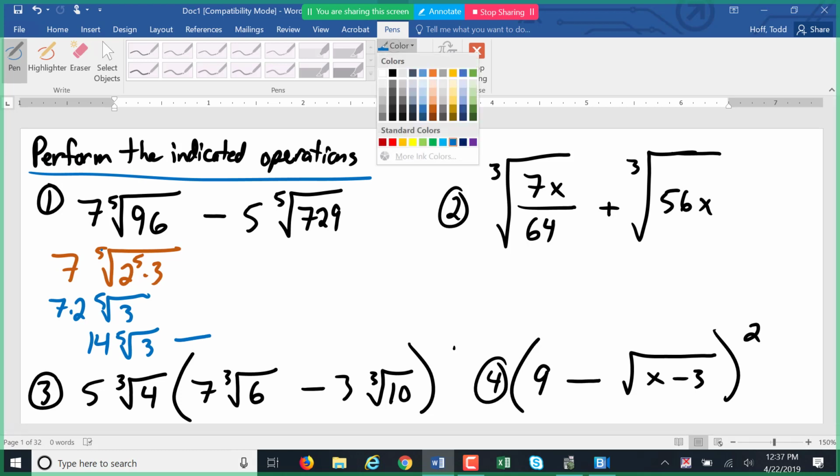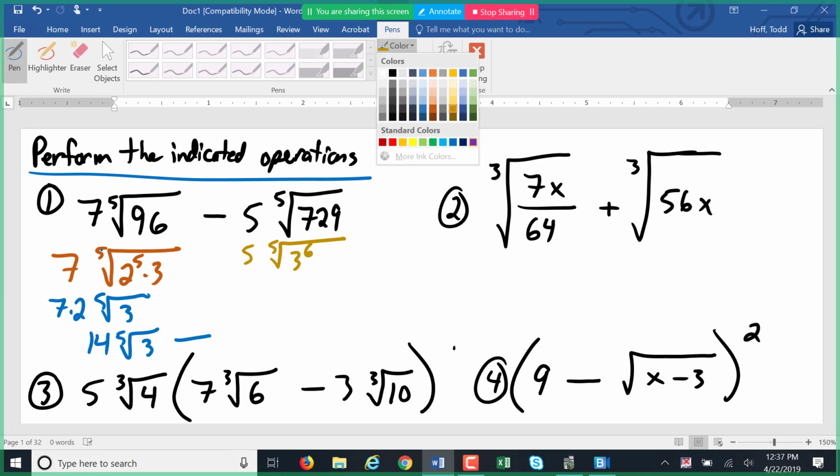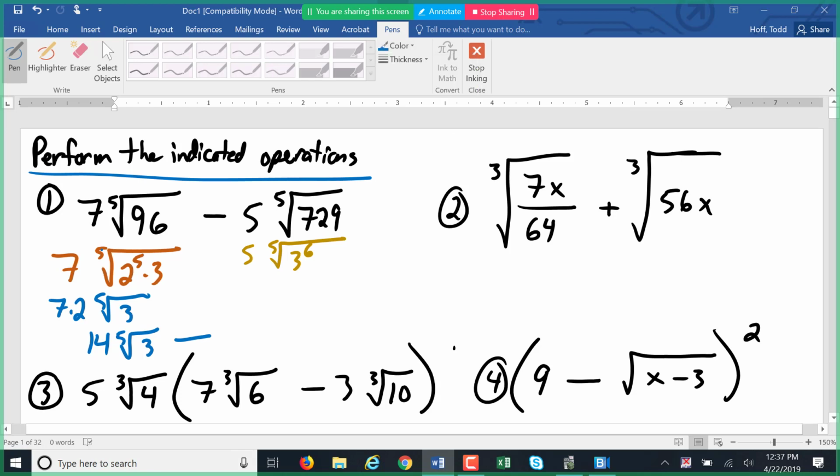Over here, 729 factors into 3 to the power of 6. Well, what I'm going to do is I can take out 5 of those 3's with the fifth root. I can think of it as 3 to the 5th times 3 to the 1. 3 to the 5th, when I take out the fifth root, is a 3, giving me now 5 times 3 out front with a 3 left inside the radical. So 5 times 3 are 15 times the fifth root of 3.